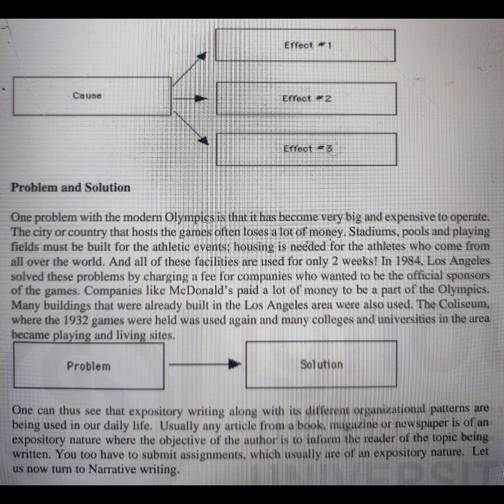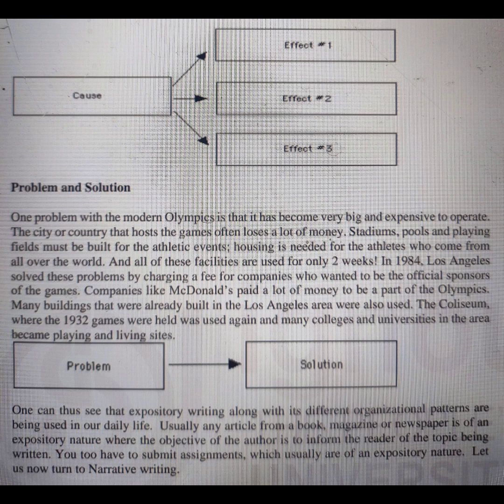Problem and solution. One problem with the modern Olympics is that it has become very big and expensive to operate. The city or country that hosts the games often loses a lot of money. Stadiums, pools and playing fields must be built for the athletic events. Housing is needed for the athletes who come from all over the world. And all of these facilities are used for only 2 weeks.